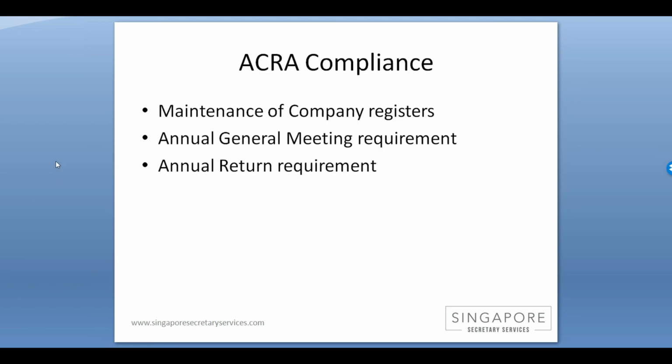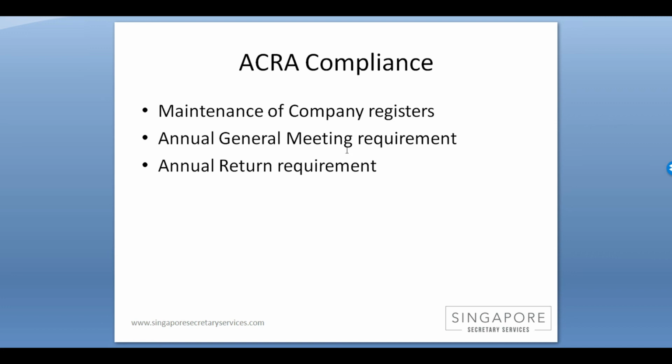Okay, so you have two government bodies to take note of. One is the Accounting and Corporate Regulatory Authority, so the ACRA compliance. It's actually the maintenance of company registers. There's a requirement for companies to maintain company registers, like who are the nominee directors, who are the directors, the secretaries, the beneficial owners, the controllers. All these are company registers. You have to put them in the company register.